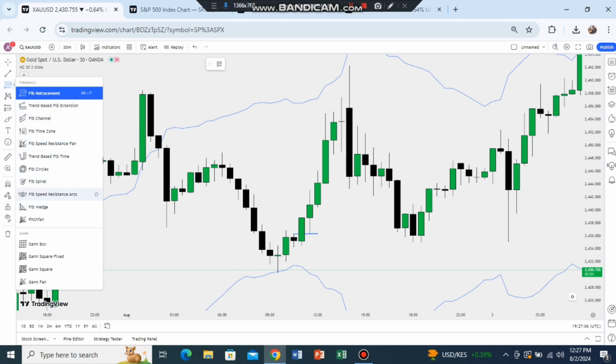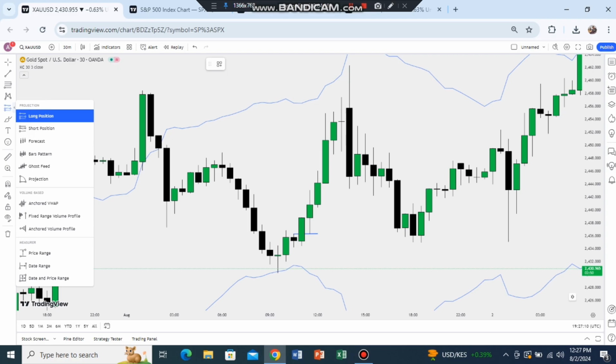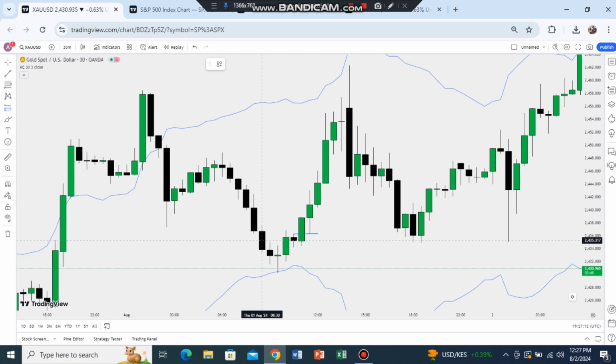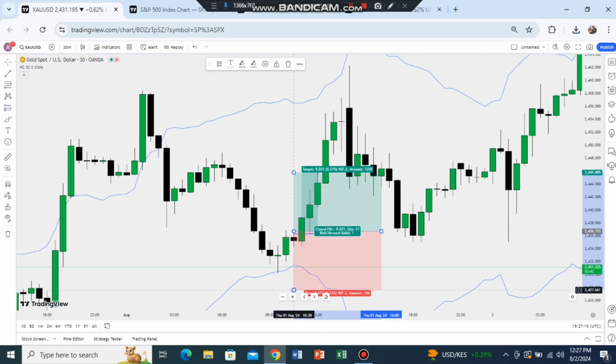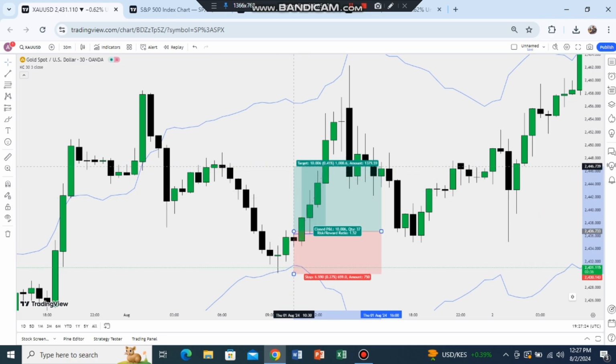Where can I find that long pattern? Okay, and here. So I will select this long position. Once the price goes above this candle, this will be your entry point, okay? And your stop loss will be below this swing low, and you will target 2 RR, okay? Now where you can find the RR, you can see here. This is the risk to reward ratio.